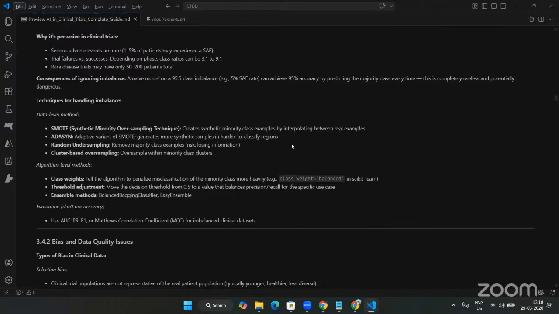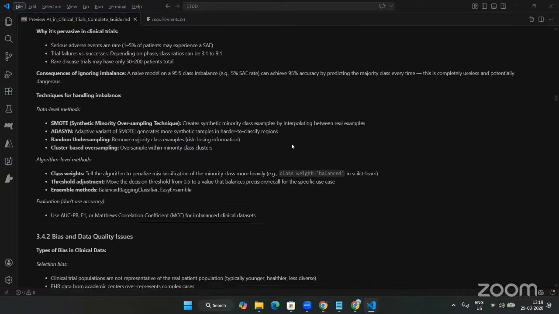Now algorithm methods are there. Class weights tell the algorithm to penalize misclassification of the minority class more heavily. So class weight balanced in scikit-learn, we can use class weights as well. Then threshold adjustment: move the decision threshold from 0.5 to a value that balances precision and recall for the specific use case. Then ensemble methods: balanced bagging classifier, easy ensemble. For evaluation, don't use accuracy; use AUCPR, F1, or Matthews correlation coefficient for imbalanced clinical data sets.